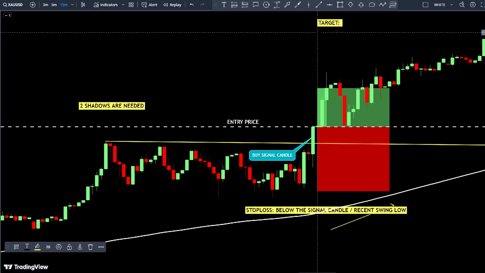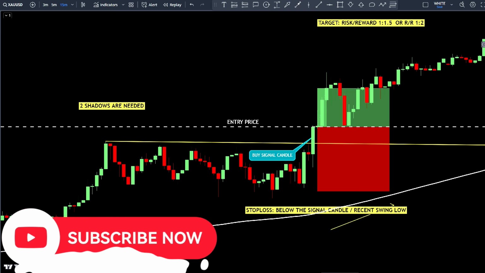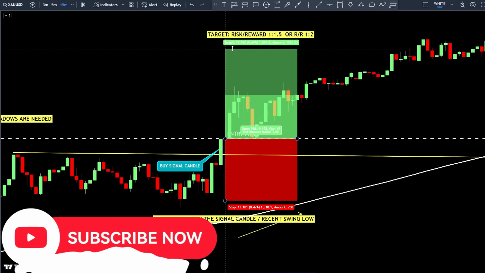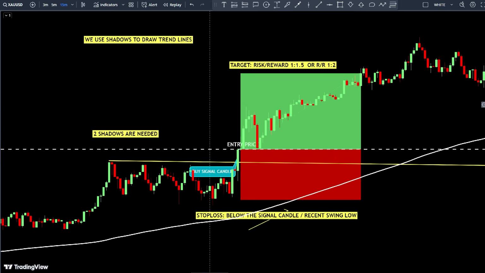For our profit target, we can use a risk-to-reward ratio. A common approach is to aim for a 1 to 1.5 or even 1 to 2 ratio. This means we're aiming to make 1.5 or 2 times the amount we're risking.